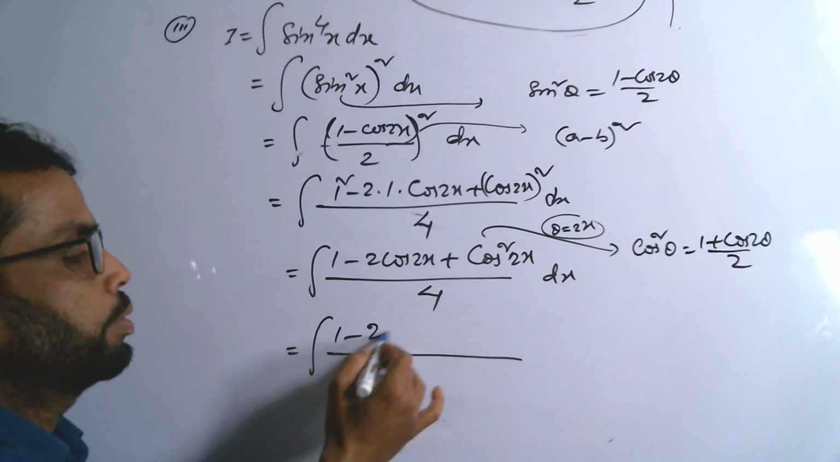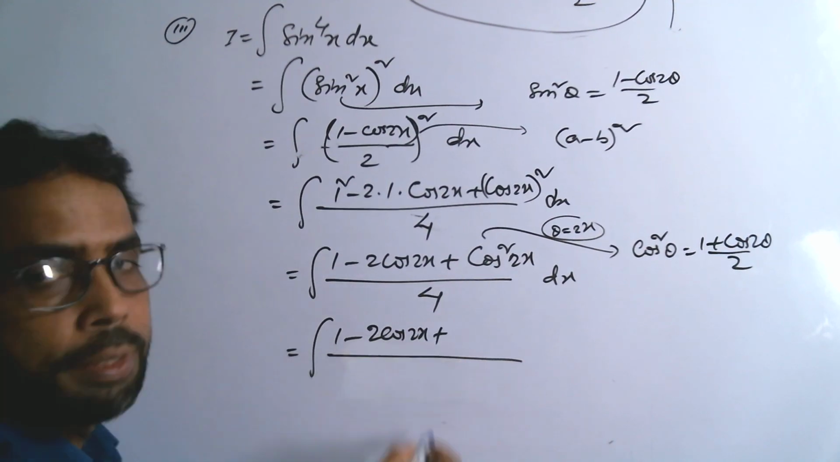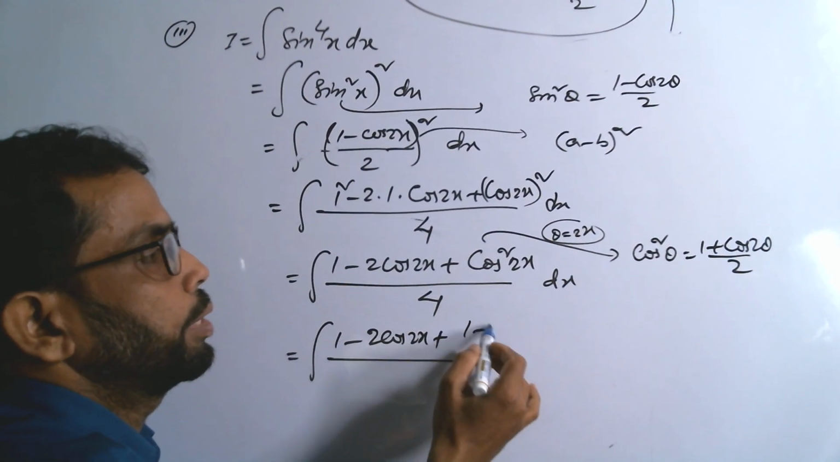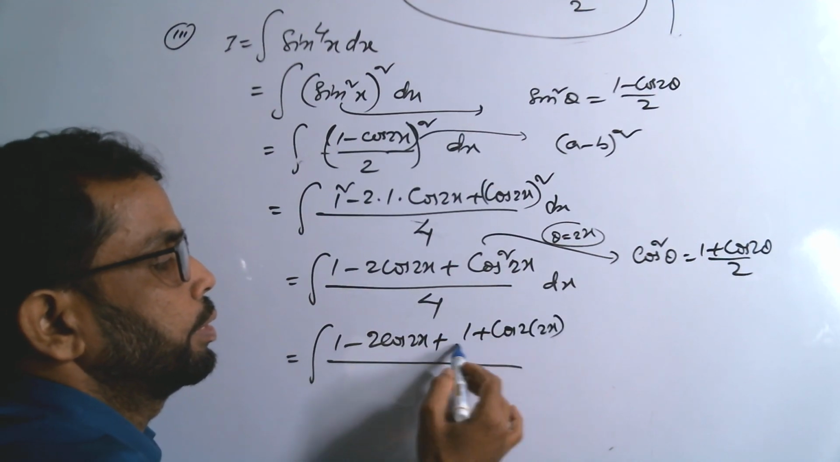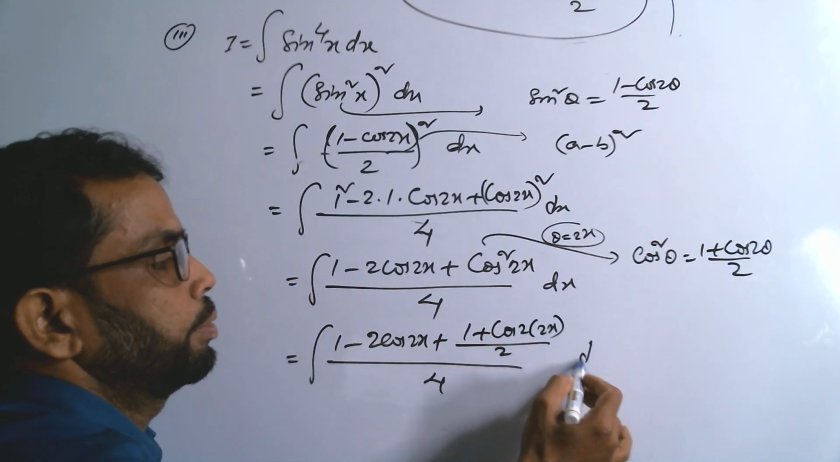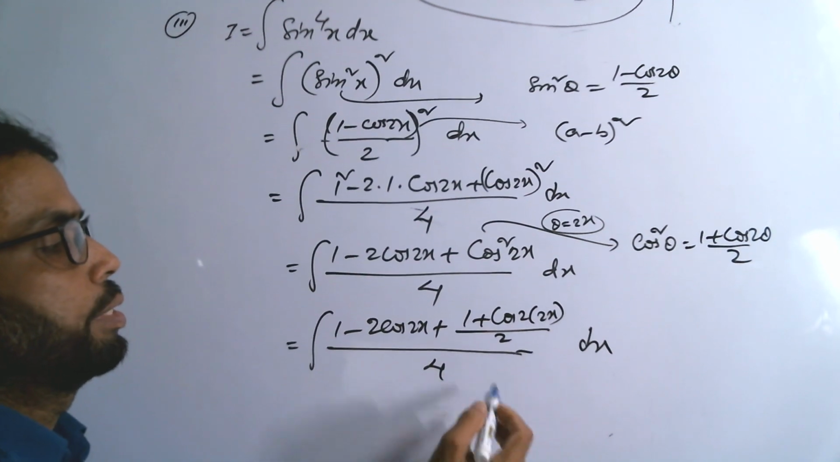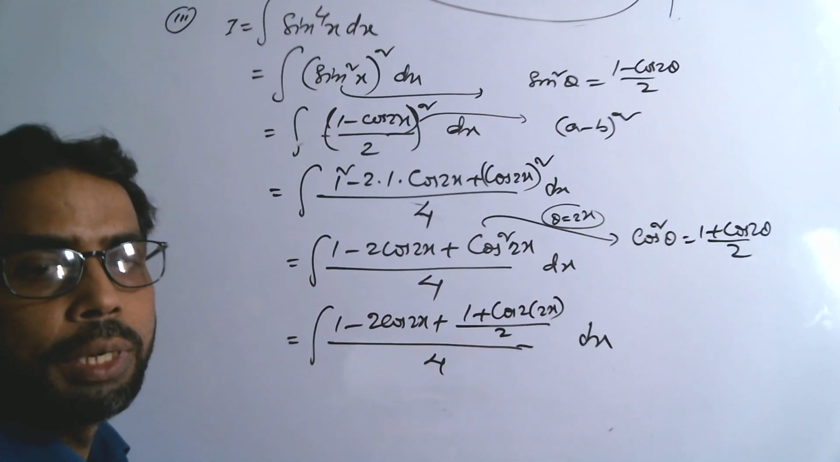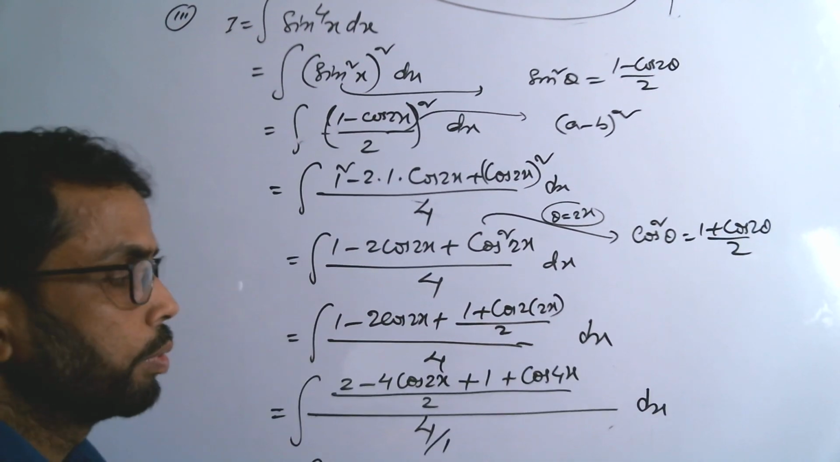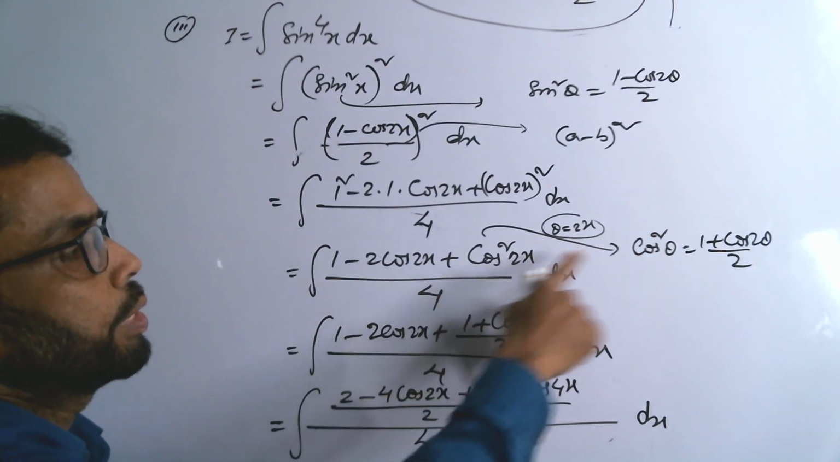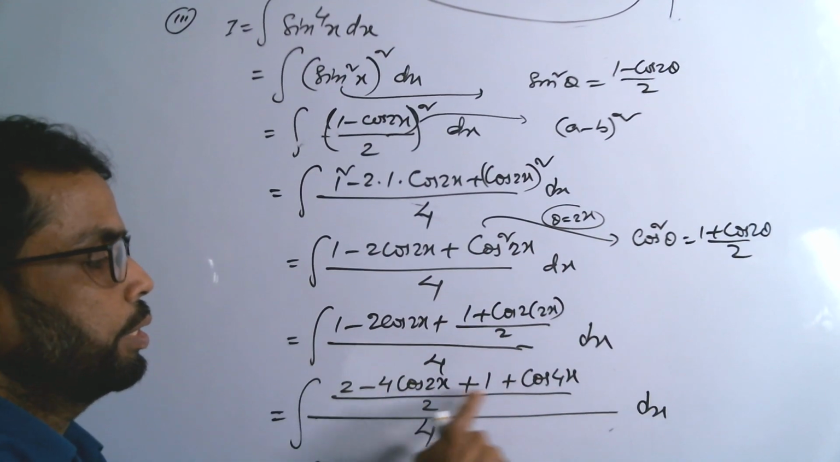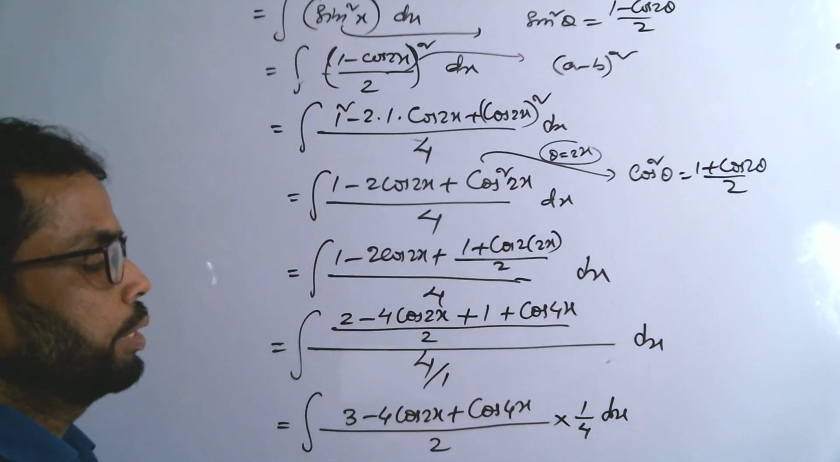It is 1 minus 2 cos 2x plus cos square theta, 1 plus cos twice theta, where theta is 2x here, divided by 2, divided by 4. It is as it is. Now we can simplify the numerator, taking LCM and simplifying. This identity we have used, and we are just simplifying, taking LCM.